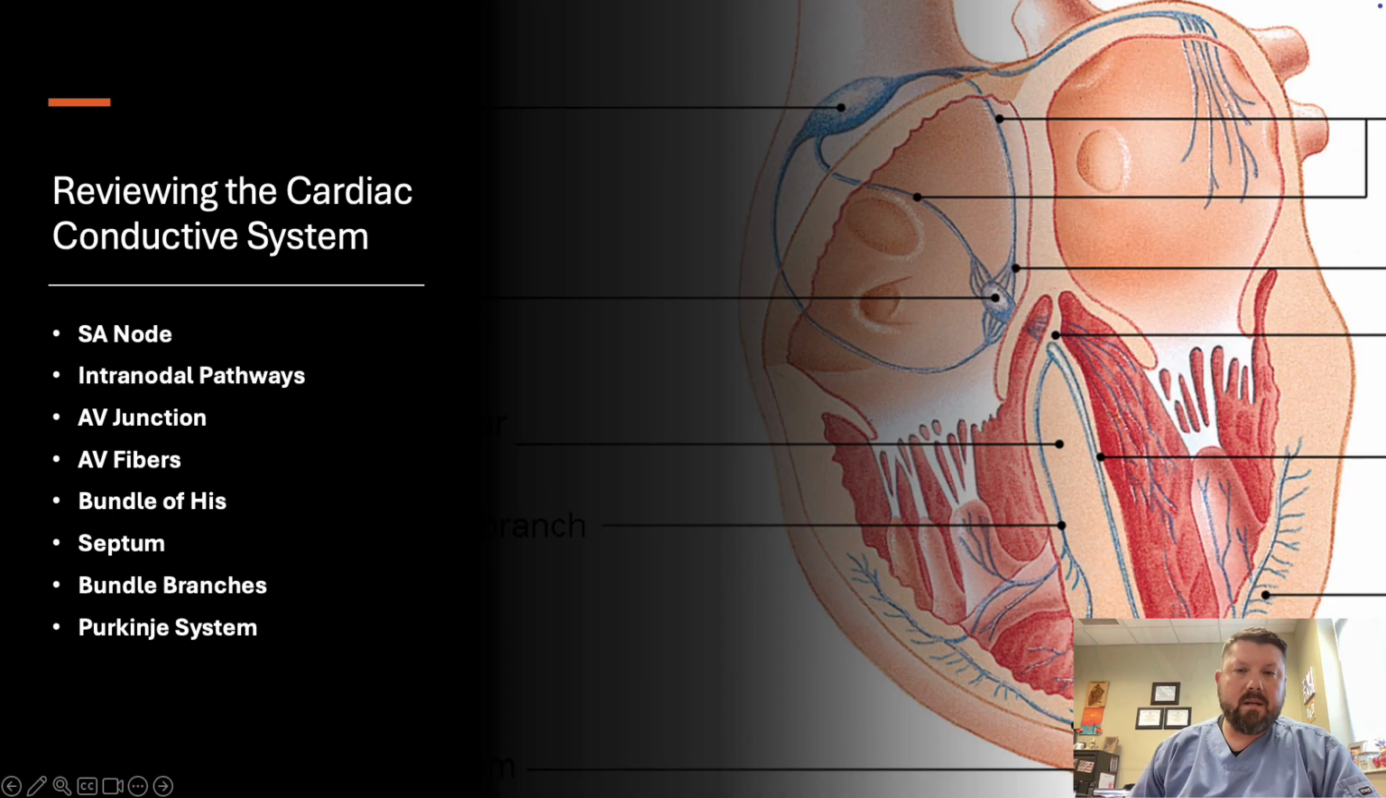The cardiac conductive system: SA node, internodal pathways. You got your AV node, your AV junction, your bundle of His, your left and your right bundle branches. Then you've got your Purkinje network as well. So all of these are going to be important when we interpret a 12 lead. We're going to interpret our dysrhythmia first, and then we're going to move on into our chest leads, V1 through V6.